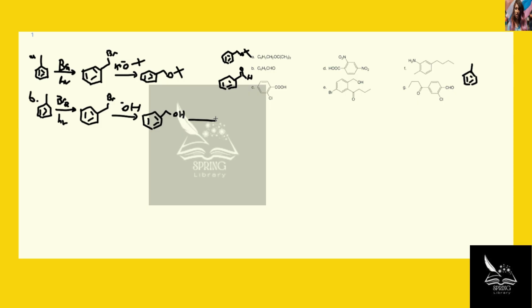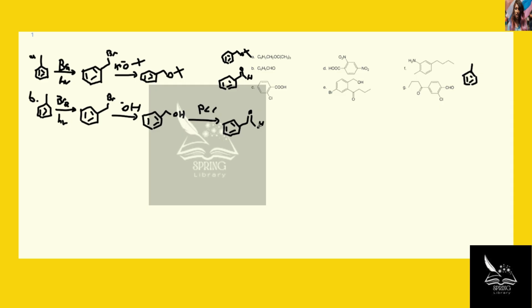So if I use KMnO4, I would fully oxidize this to the carboxylic acid, but I do not want to go to the carboxylic acid stage. So I need to use a weaker oxidizing agent like PCC that stops at the aldehyde stage. And now I have my product B.